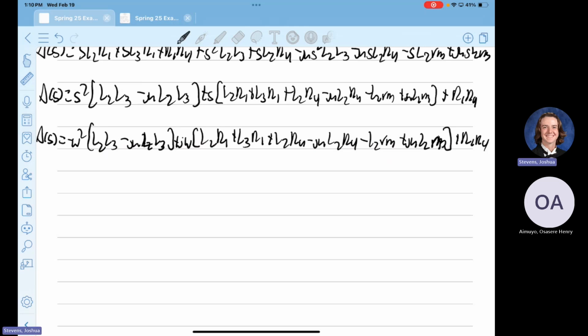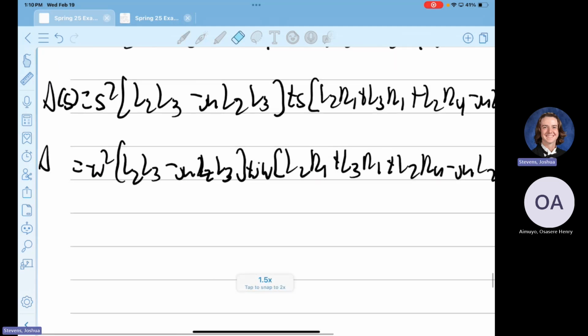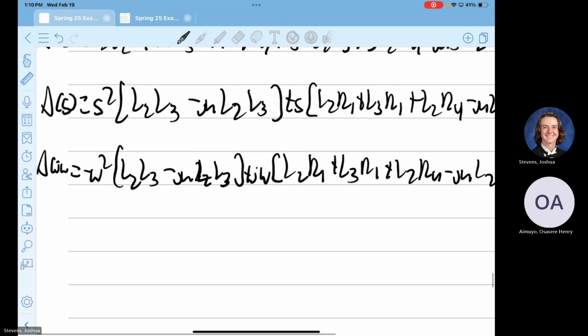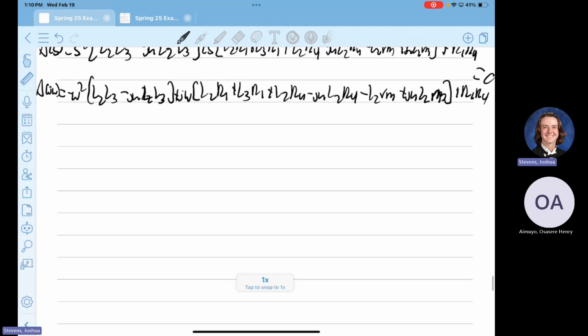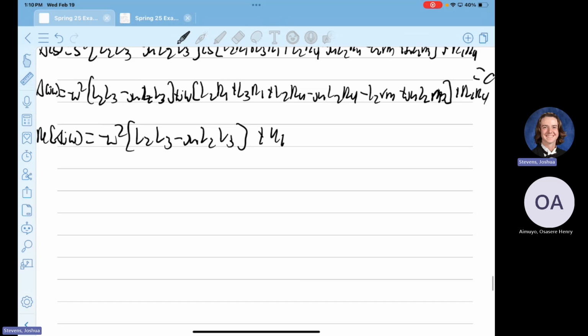Oh, also, we need to set this entire determinant equal to 0. That is very important. So I'm going to take the real part. Negative omega squared L2 L3 minus mu L2 L3 plus R1 R4. Okay.